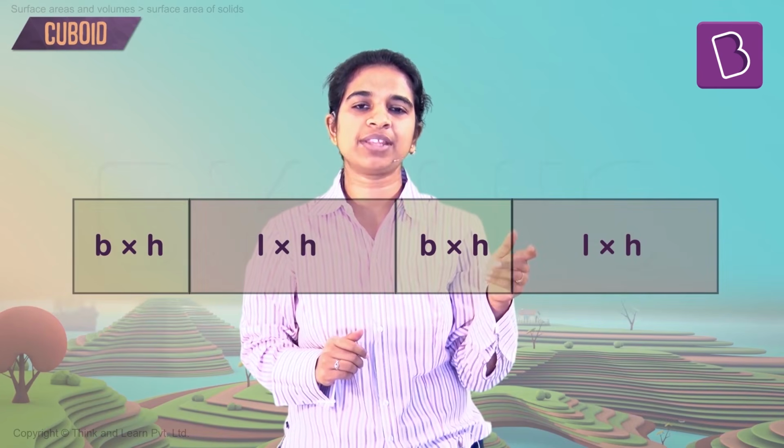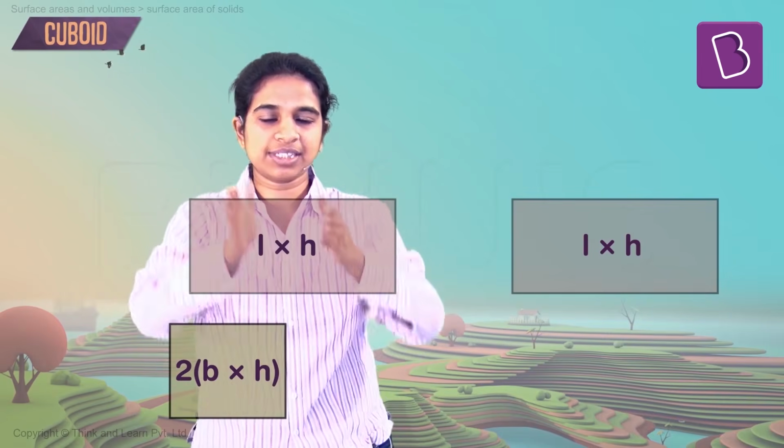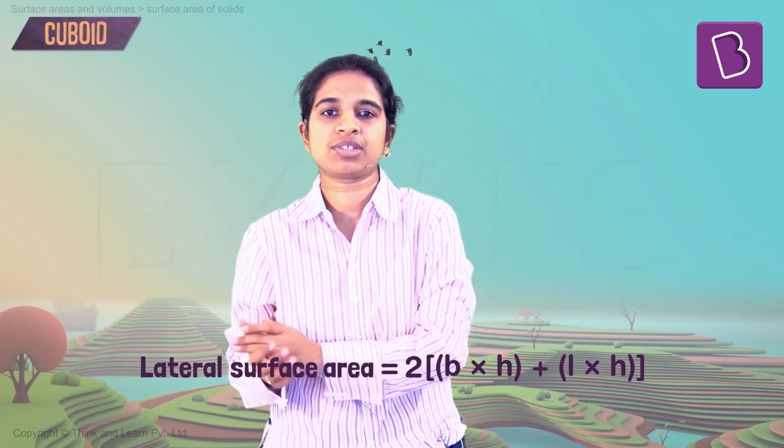If you were now instead asked the lateral surface area of the same cuboid, all you need to do is remove the top and the bottom surface, right? Because lateral surface area is area of the sides. Now if you open this up, we are left with only 4 rectangles, right? The 2 length into breadth rectangles are missing. So now we have breadth into height, 2 of these, and length into height, 2 of these, right? So that is the lateral surface area, 2 times (breadth into height plus length into height), right?